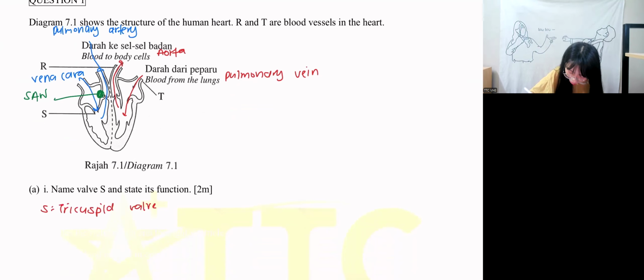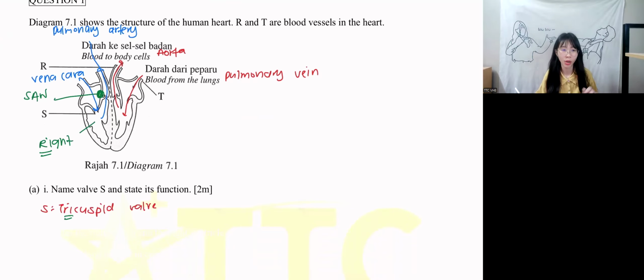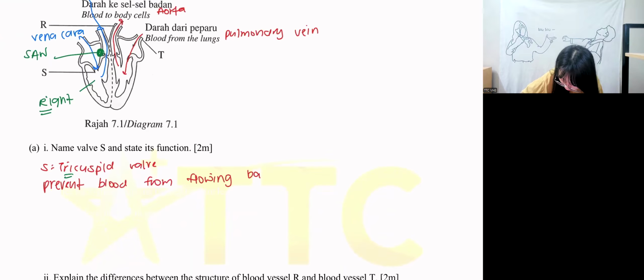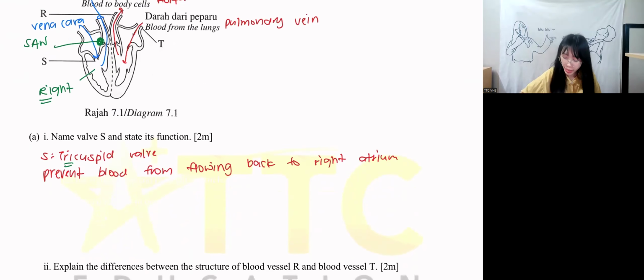How do you want to remember tricuspid valve? Remember, this is the right side, right, RI, RI. The other part will be the bicuspid valve. What is the function of the tricuspid valve? Since they are so specific, they ask you about the tricuspid valve. Then you have to write: to prevent the blood from flowing back to where? This is the right atrium, correct? To prevent the blood from flowing back to the right atrium.